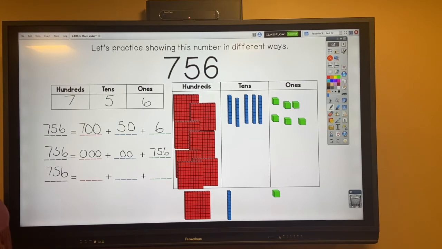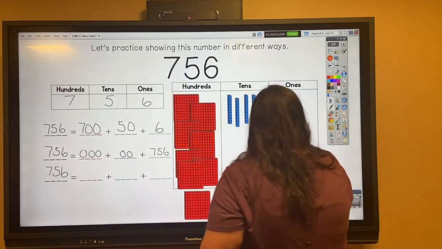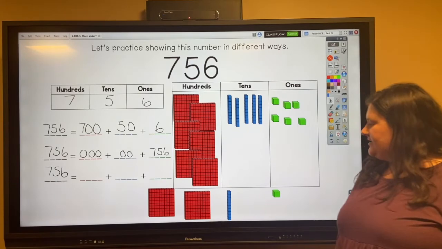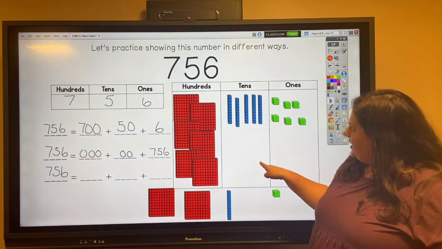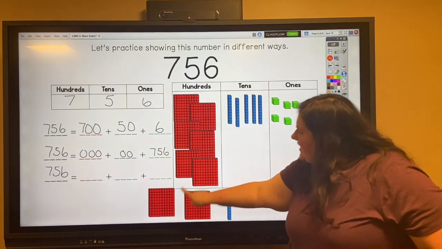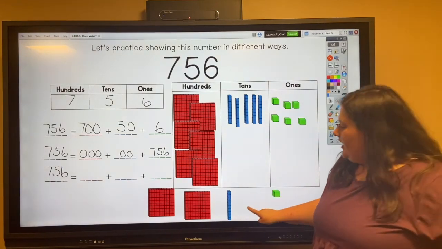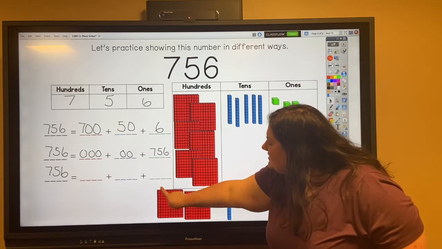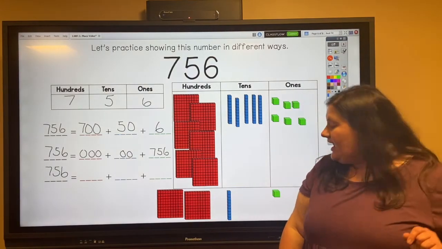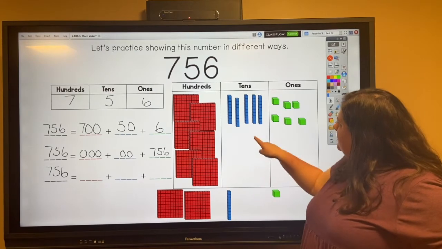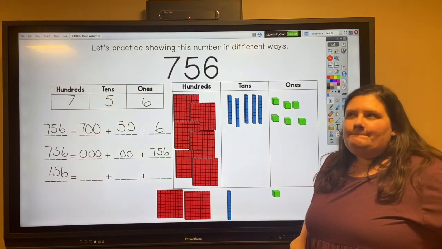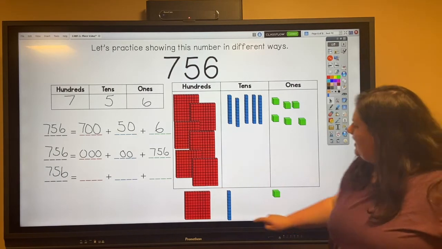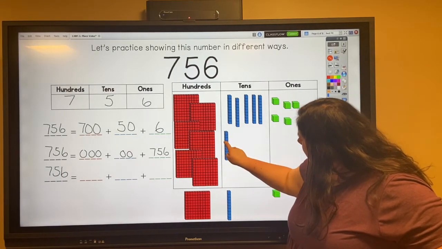All right, let me think of a third way to show 756, something a little bit different. You know what I'm going to do? I'm going to take away a hundreds piece. So before I take away that flat, I need to take that flat and transfer it into rods. So we learned in a previous lesson that it takes 10 rods to equal 1 flat. So how many rods do I need to put up here in the tens place? 10. So I'm going to go ahead and do that. I'm going to delete this and add 10 rods up here.